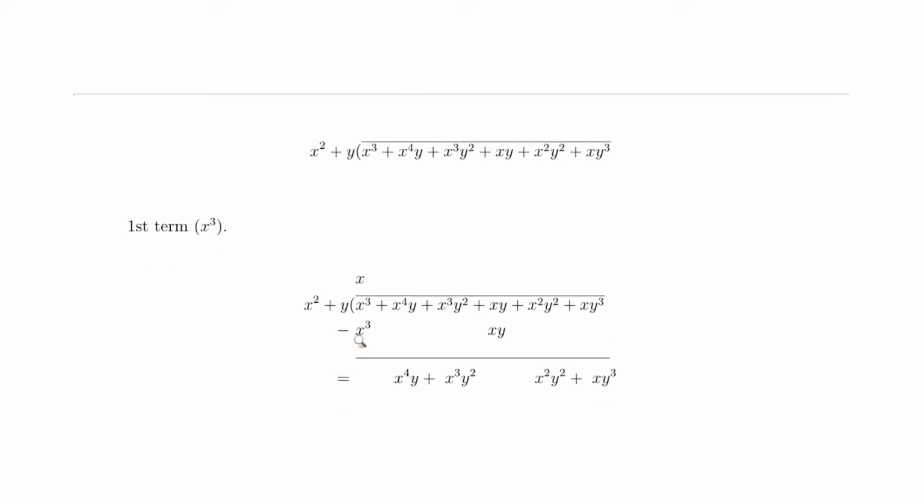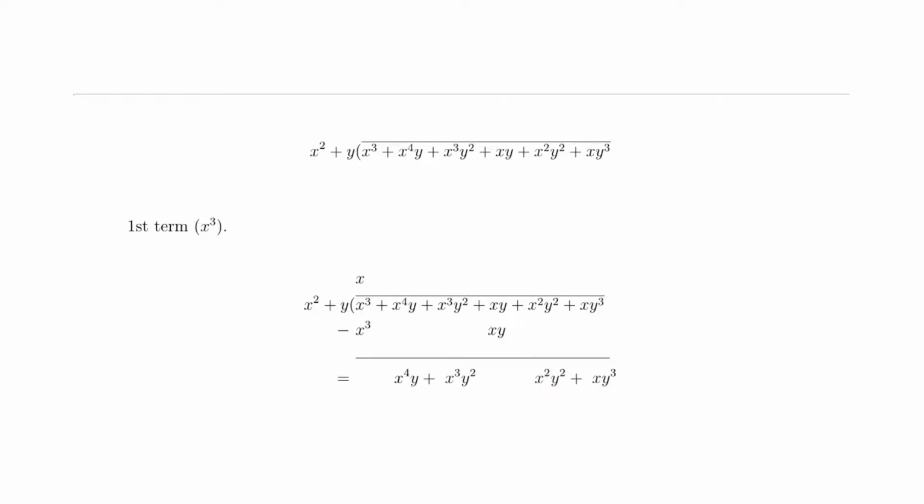So x cubed minus x cubed, 0. So we do that as a blank. x to the 4 y minus 0, still the same, x to the 4 y. x cubed y squared minus 0 is the same, x cubed y squared. Then xy minus xy is 0, so that disappears, that's a blank. Then x squared y squared and xy cubed, we just leave them in there. They're subtracted by 0, so they can now stay in there.